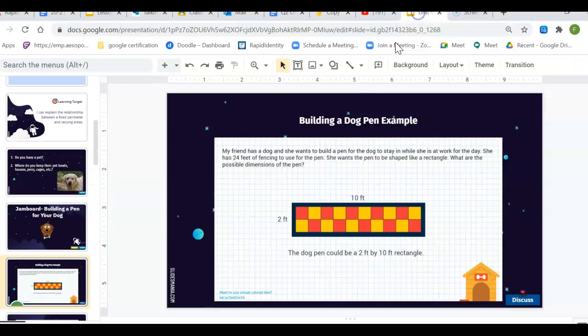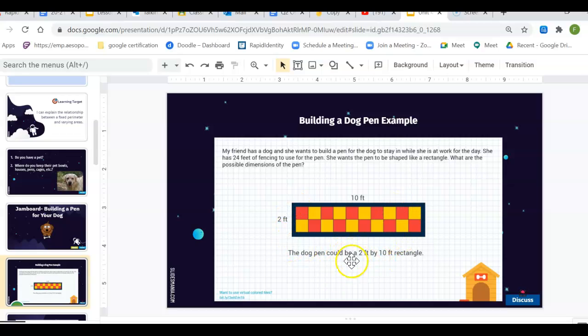And I'm going to go back to our slides really quickly here. This is the same as the Jamboard, okay? And this is just one possibility here. Now, you'll see that she has 24 feet of fencing to use for the pen. That 24 feet is going to be the entire perimeter. And remember from our practice before, for perimeter, that means when you add all of the sides up, the total for all of the sides, that's going to be the perimeter, okay? And it has to total up to be 24.